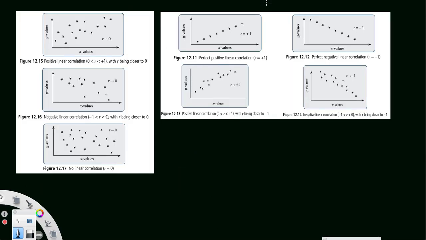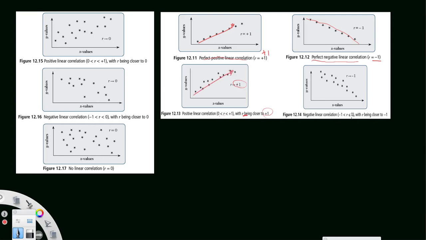This graphical representation, or these plots, will show us, like the first one here, a perfect positive correlation when you have a +1 value, and this one is the extreme opposite, a perfect negative correlation. And this one is showing us some form of positive linear correlation, where you have 0 less than r less than +1, with r being closer to the perfect positive correlation here. So it's more or less like that.